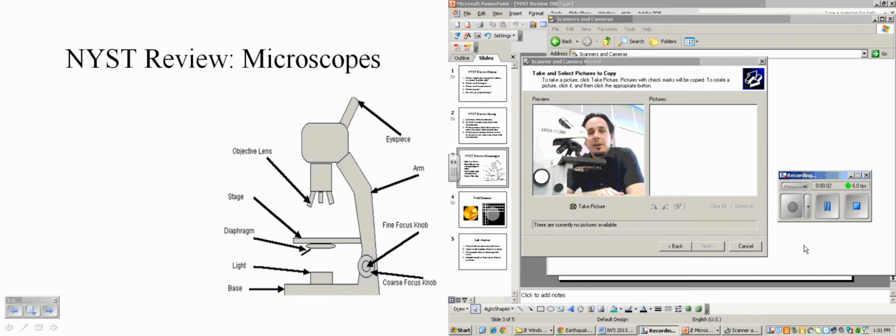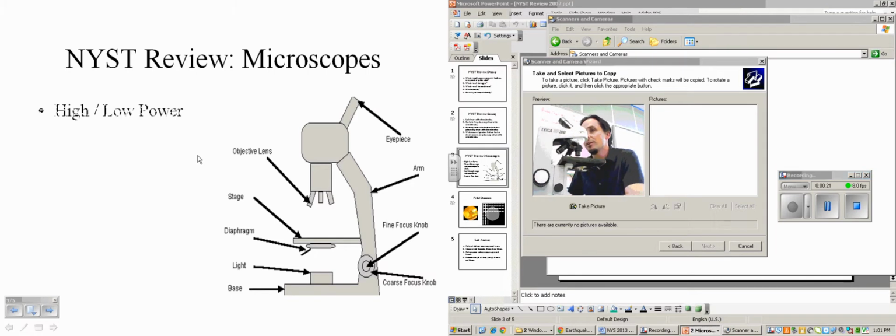I want to talk to you quickly about using a light microscope. This is a skill that you probably picked up last year in 7th grade, but I want to refresh you on this because you'll be using a light microscope next week when you take the New York State assessment. If you take a look at the screen to the left, you'll notice that there's a nice little diagram of a microscope, and we also have a microscope sitting in the foreground right here.